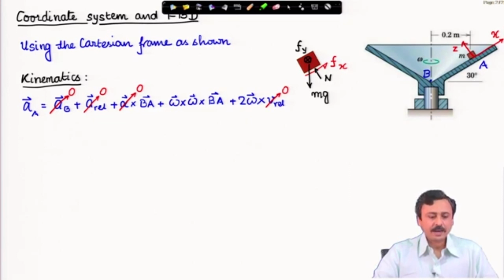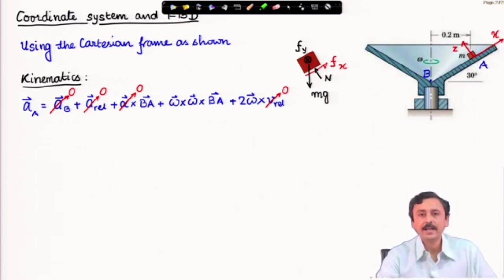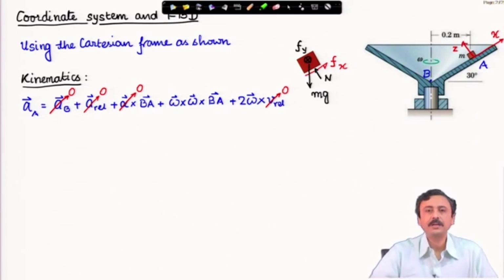Then we look at the kinematics. Acceleration of this block, which I call A, I am expressing in terms of acceleration of this point B, which is on the axis of rotation. As you can see on the figure, I have marked it. An observer at B then notices the acceleration of block A and writes acceleration of block A is acceleration of the observer plus A rel plus alpha cross BA plus omega cross omega cross BA plus 2 omega cross V rel. Now, this is our most general expression of acceleration.